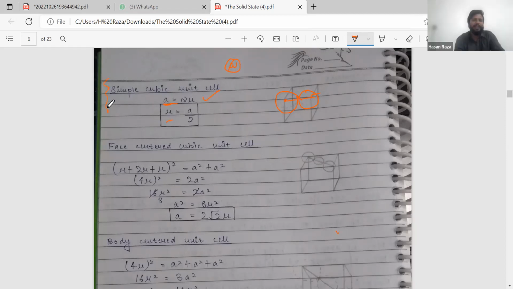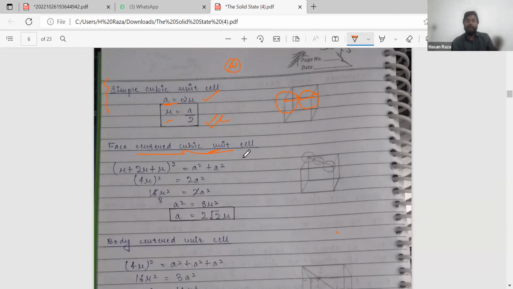The simple cubic unit cell has a very easy relation between the edge length of the cube and the radius of the atom. That is, the radius of the atom is half of the edge length of the cube. Is that clear? This is very easy. Now see, what about the face-centered cubic unit cell?